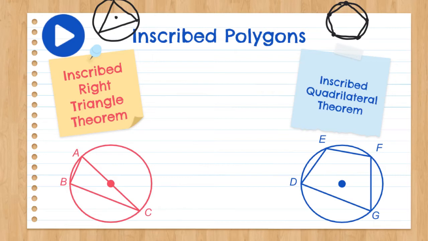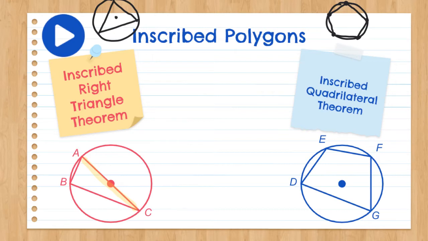And what this one says is that if a right triangle is inscribed in a circle, like the right triangle we see in the pink circle, then the hypotenuse is a diameter of the circle. And we can see that the hypotenuse here is AC. And we can see that it's the diameter because it's touching one part of the circle, it's going through the center, and then it's touching another part of the circle.